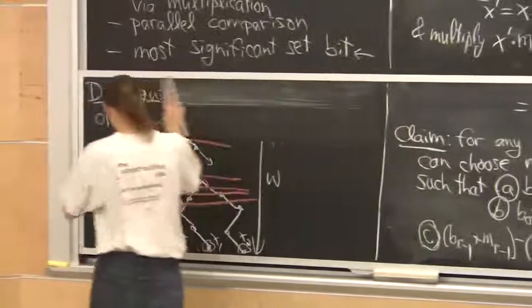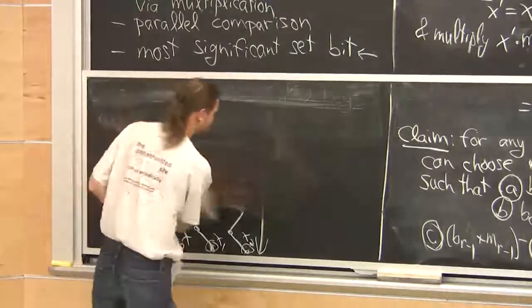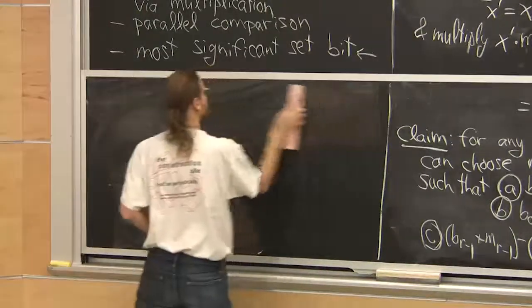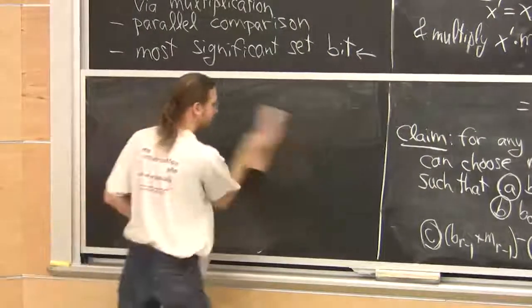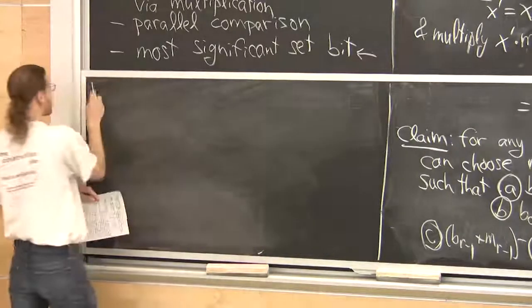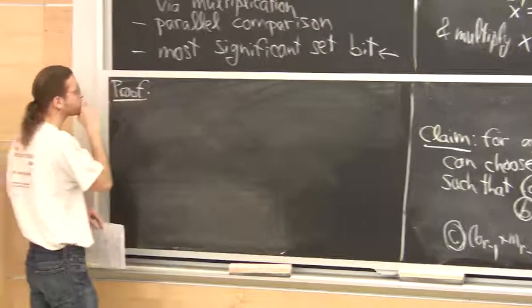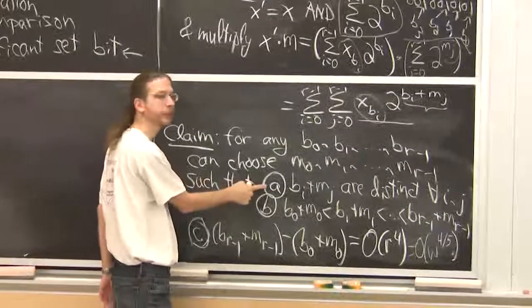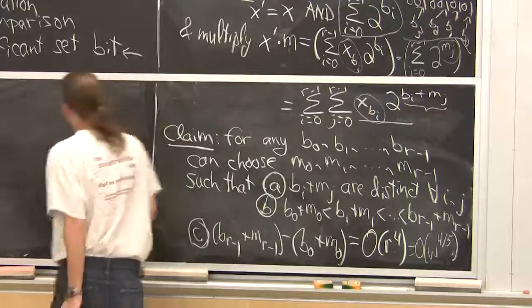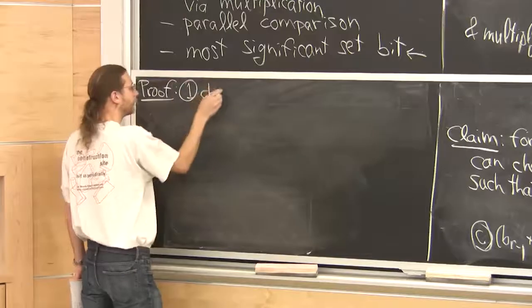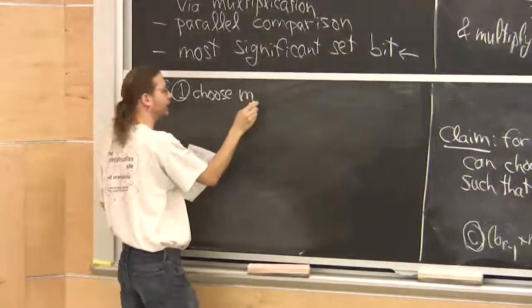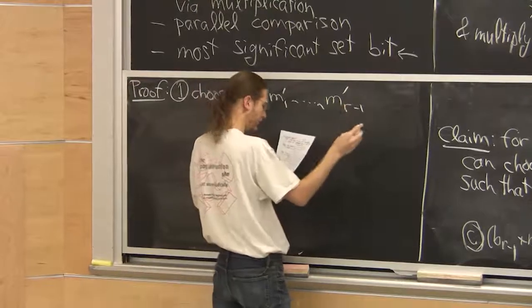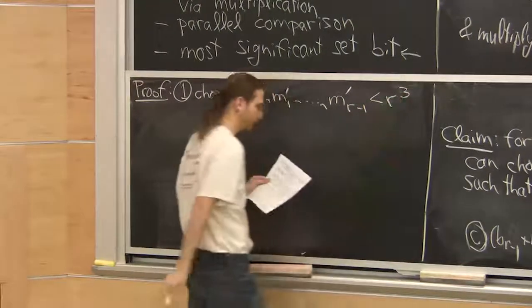So let's prove it. Proof happens in 2 steps. First thing I'm going to worry about is just getting these guys distinct. Then I'll worry about the order property. So here's how we get them distinct. And these are going to be the mi primes, not quite the mi's that we want, but they're all going to be integers less than r cubed, greater than or equal to 0.